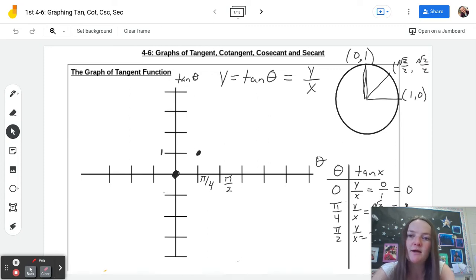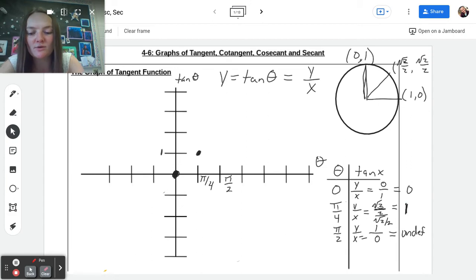Hey guys, so today I'm just going to go over the introduction to 4-6 graphs of tangent, cotangent, cosecant, and secant. So honestly, we didn't get too much done today, but we did introduce the idea of what the tangent graph looks like. So let's go ahead and start with that.